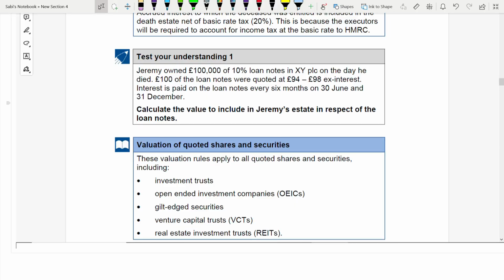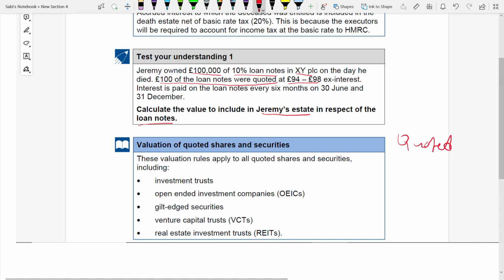Test your understanding 1. Calculate the value to include in Jeremy's estate in respect of loan notes. He owned 100,000 10% loan notes in XY PLC. 100 of the loan note were quoted at this date. So you can see you have been given the high and the low price and it's a quoted security.